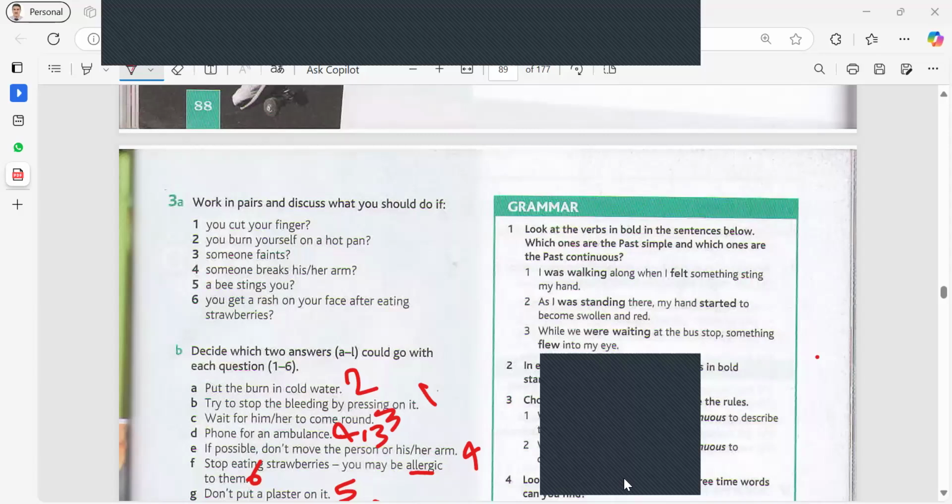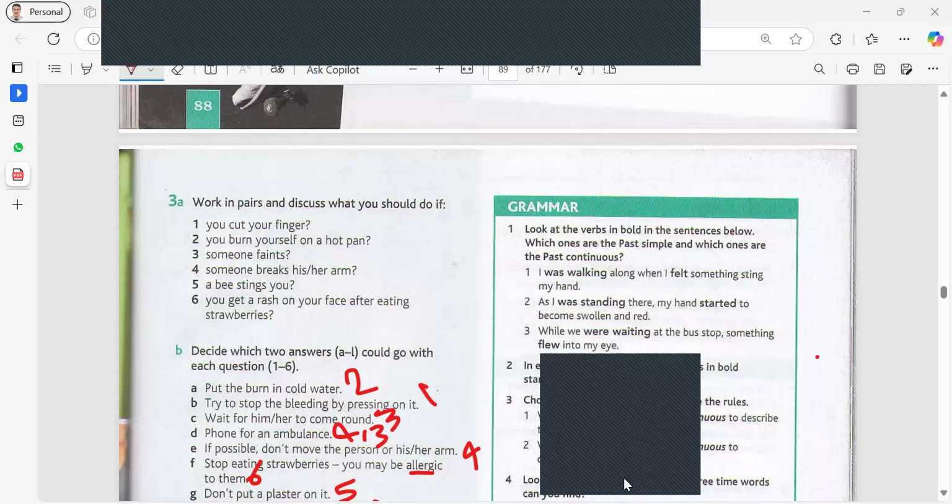Number 5. If a bee stings you, you shouldn't put a plaster on it. Just put some ice on it or put it under cold water. Normally, that's all you need to do. Sometimes people have bad reactions to bee stings, though. If you feel dizzy or breathless or anything, you should certainly phone a doctor quickly.